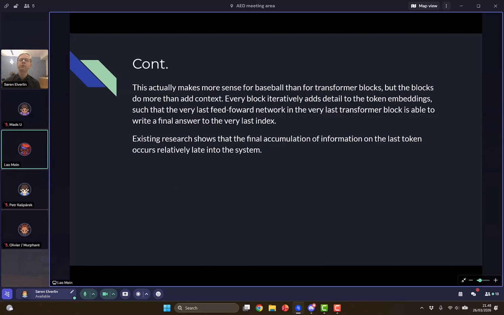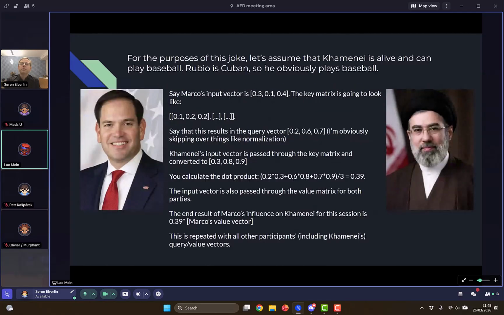Yeah, and then the decoder decodes that into output probabilities at the very end. But GPT-2 does everything at the same time, and due to a quirk of terminology, is considered a decoder-only network. Okay. Anyways, like I said, relatively late into the system.